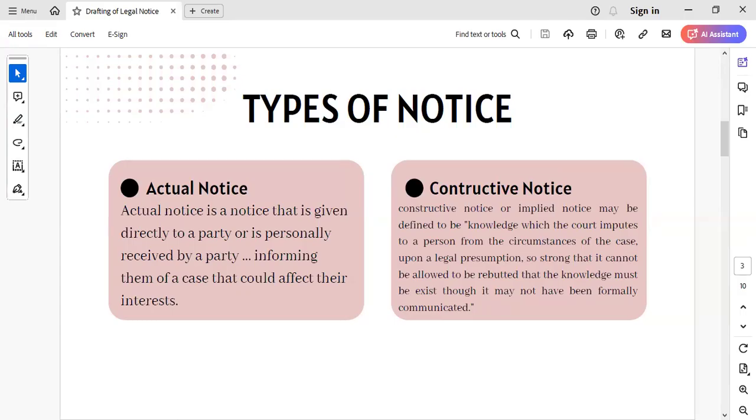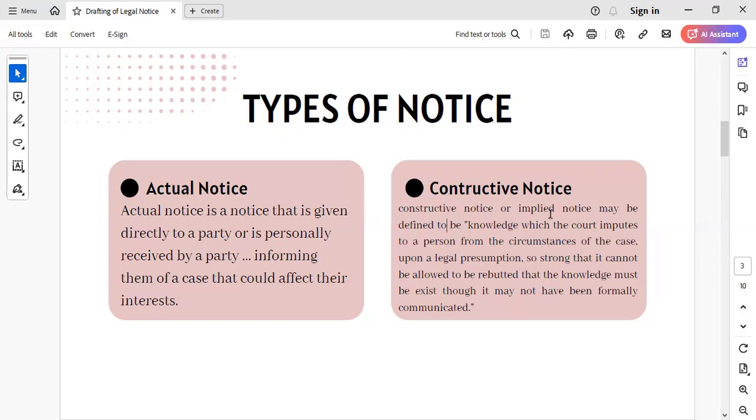Constructive notice or implied notice may be defined to be knowledge which the court imputes to a person from the circumstances of the case upon a legal presumption so strong that it cannot be allowed to be refuted, that the knowledge must exist, though it may not have been formally communicated. Constructive notice is also known as implied notice.